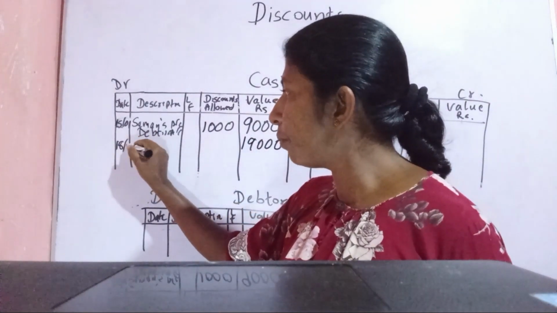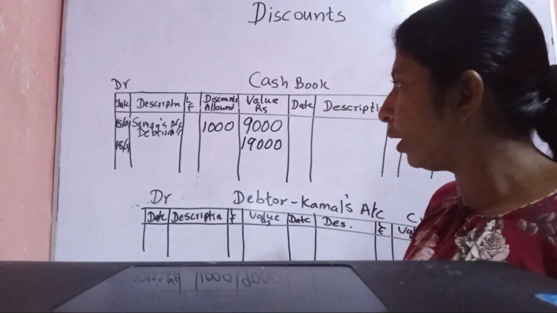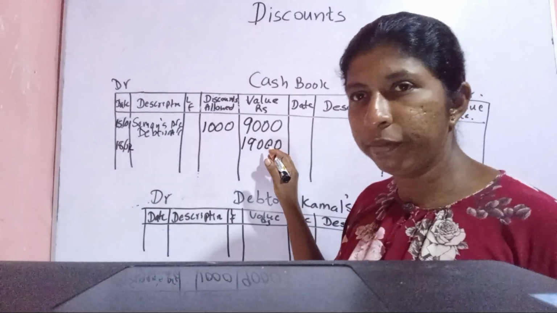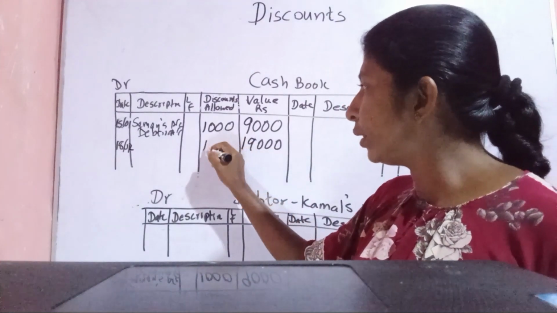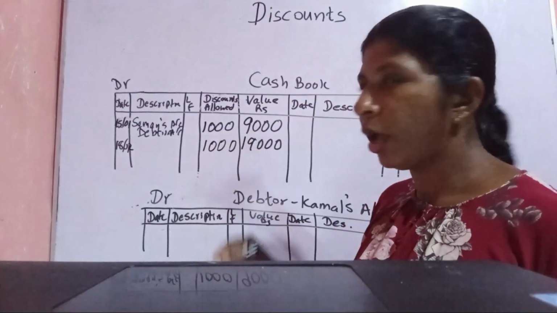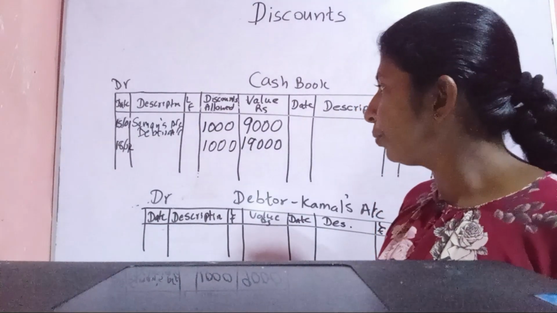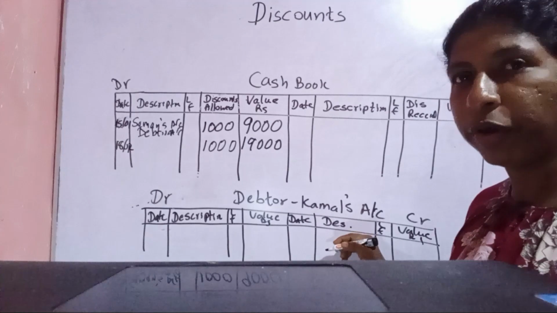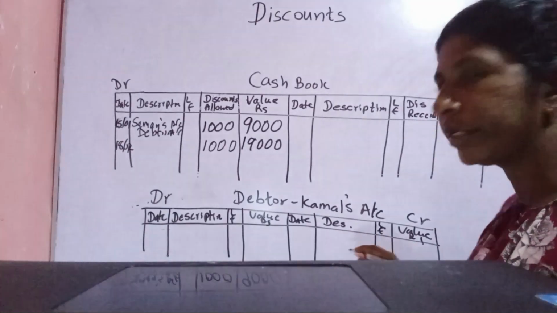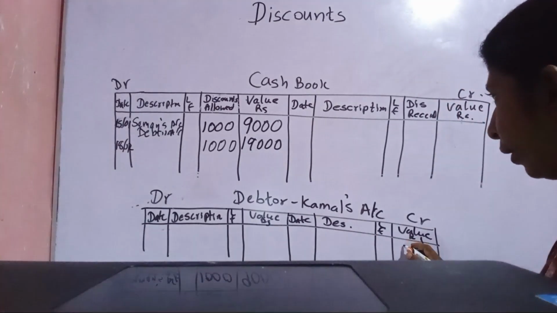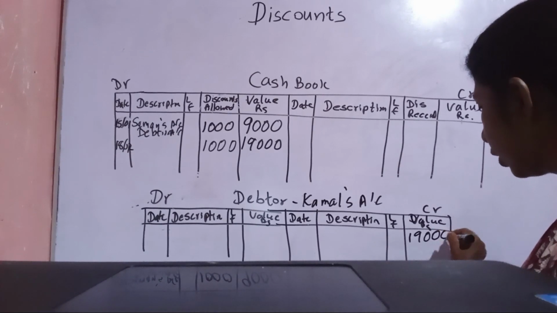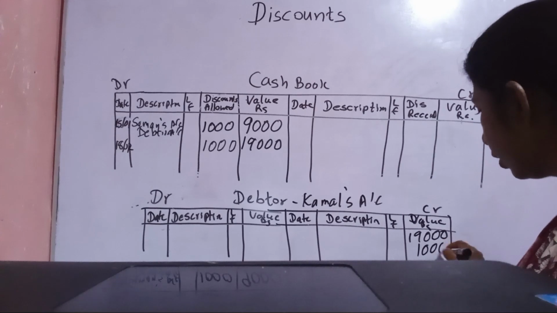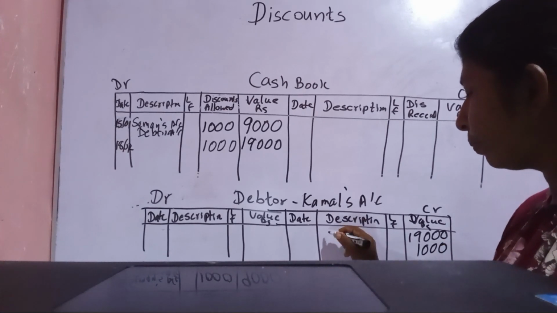18th February I received this money. On 18th February I will debit here 19,000, and there is a discount of 1000. I will write here 1000. And when we come to Kamal's account, we have to credit that amount from Kamal's account. Credit here 19,000 as well as you have to write here 1000 as the discount allowed.